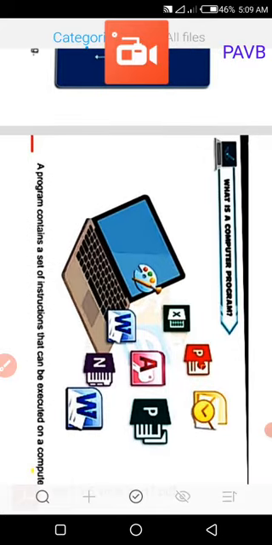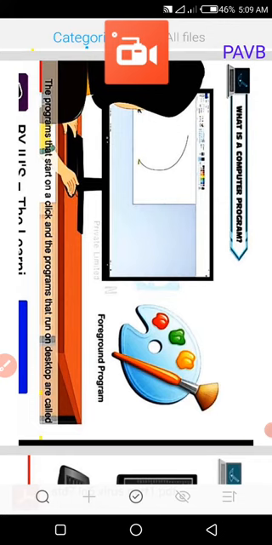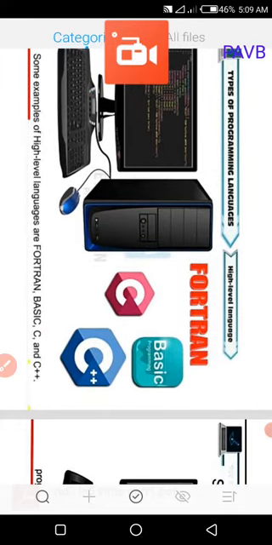What is a computer program? A program contains a set of instructions that can be executed on a computer. Foreground program: the program that starts on a click and runs on the desktop is called a foreground program. Some examples of high level languages are Basic, Fortran, COBOL, C++, Java.